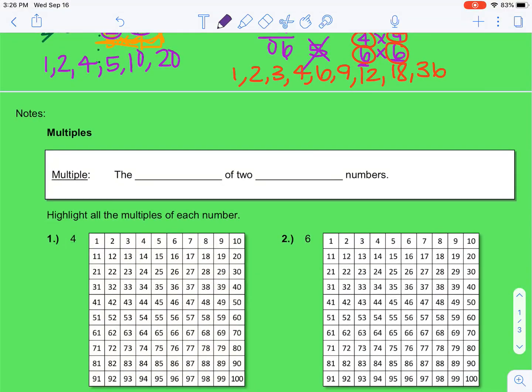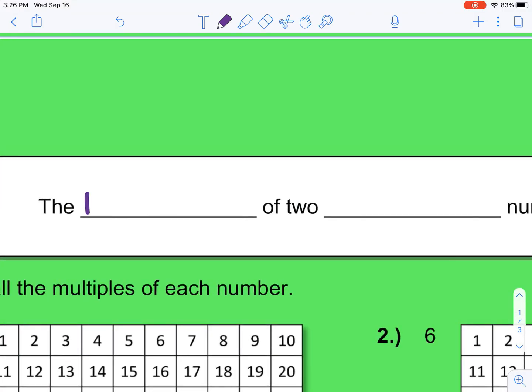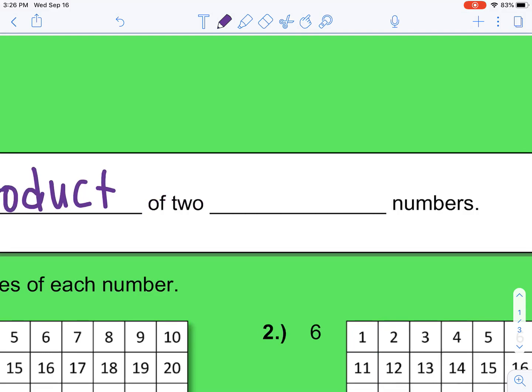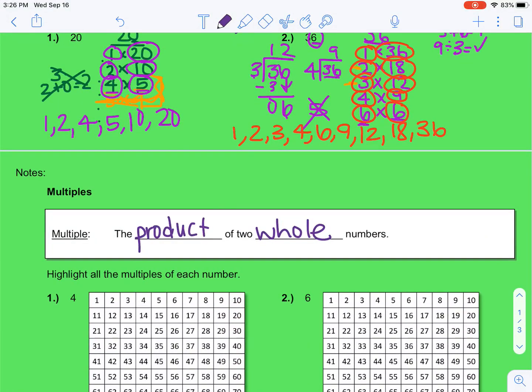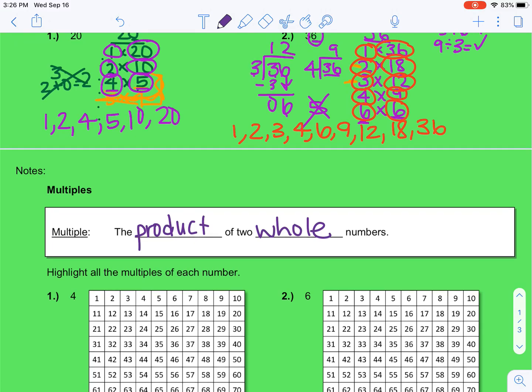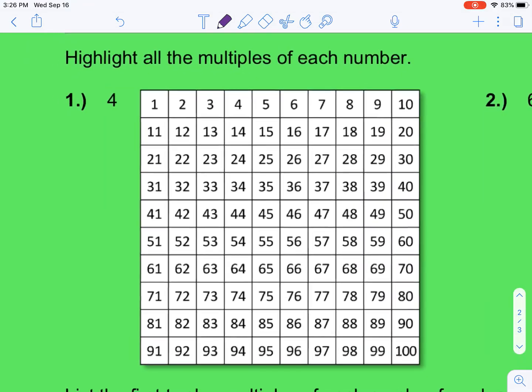Today we're going to talk about multiples. A multiple is the product of two whole numbers. So go ahead and fill out your notes there. So a multiple is the product of two whole numbers. So let's look at the first problem.